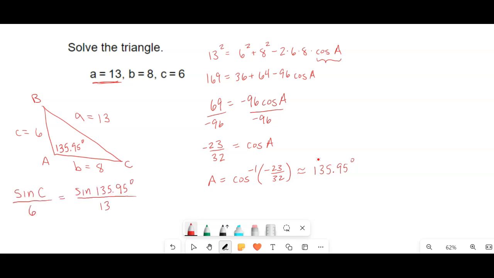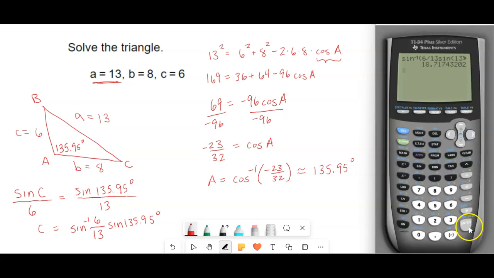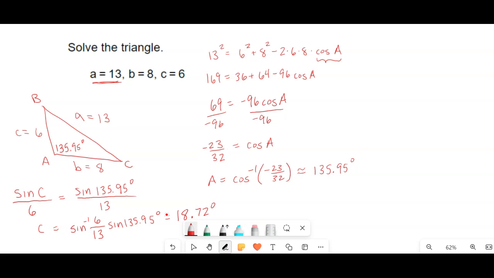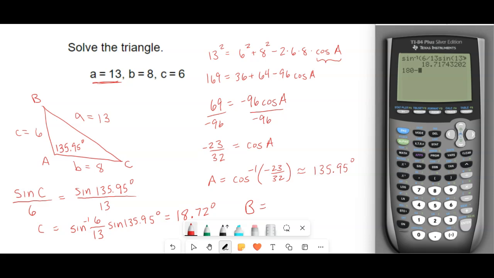All right, so there's the law of sines set up to find angle C. Multiply by 6, and then you have that, but I always use inverse sine right there at this step. That'll get rid of sine on the left and give you that on the right. All right, so angle C is 18.72 degrees. And now I can find angle B with the 180 rule. So 180 minus 135.95 minus the other one we just found, 18.72, gives me 25.33.